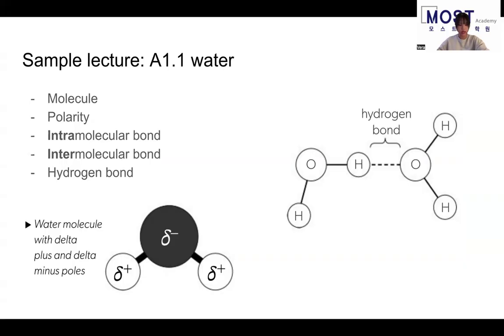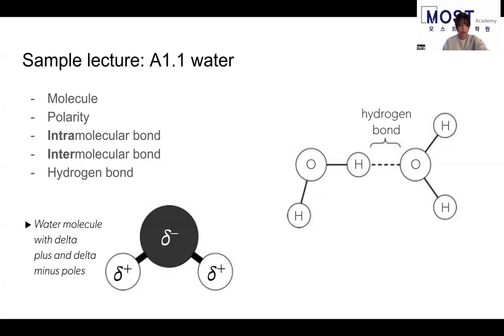When studying science, we should be able to define the basic terms before we do anything more complicated. So a molecule is two or more atoms joined together by one or more covalent bonds. And a covalent bond is formed when two atoms share a pair of electrons.